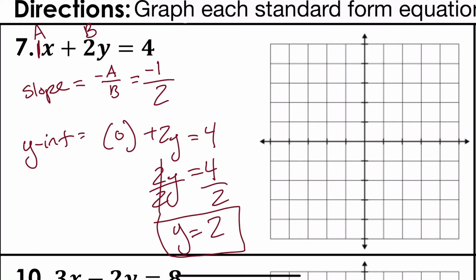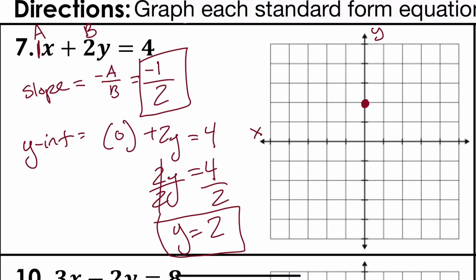Okay, I got my slope, and I have my y-intercept. Now, I'm going to graph. Like I said, this is going to be exactly the same process as when we did our slope-intercept form. So I'm going to start with our y value first. All right, so y is equal to 2. So that means I want to look at the y-axis, which is going to be this one going up and down. I'm going to start at 0, and then I'm going to go up to 2 right here. And that is where my starting point will be, the y-intercept.